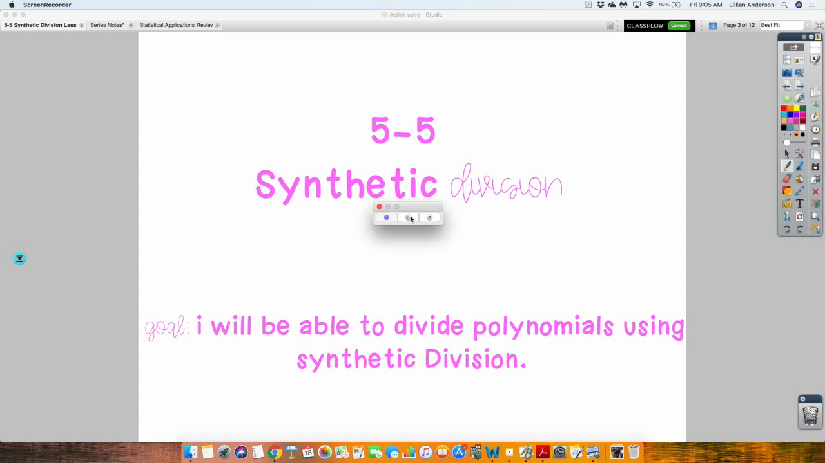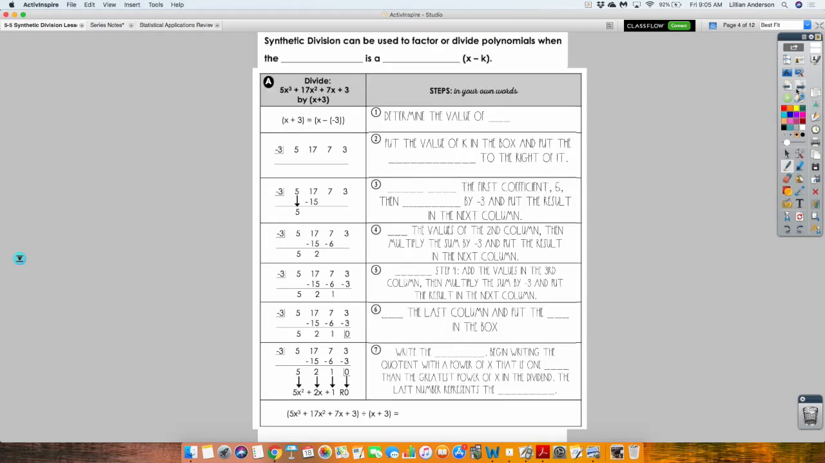Now, synthetic division cannot be used all the time. It can only be used when the divisor is a binomial. And more specifically, the divisor has to be a linear binomial. Now, what is a linear binomial? Well, a linear binomial basically means that it's in the form of x minus k, x plus 2, x minus 3. You can even look at it if it was like, let's say 2x minus 7. But the divisor can only be a binomial.